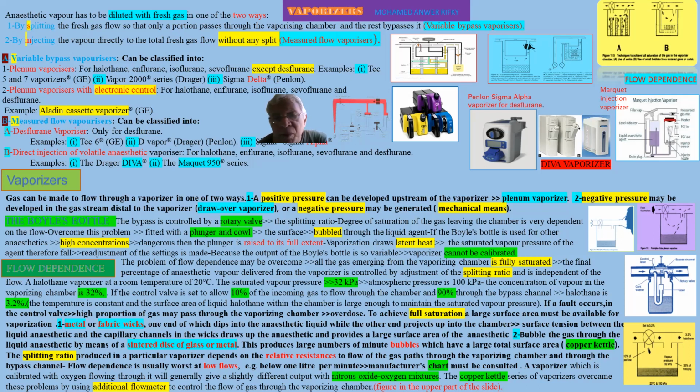Of course, this is a splitting type of vaporizer. In another way, the draw-over vaporizer is where the patient is creating a negative pressure distal to the vaporizer to create the process of vaporization. Either he is breathing spontaneously, or we can use an additional ventilator distal to this vaporizer. So this is the main classification regarding the book.